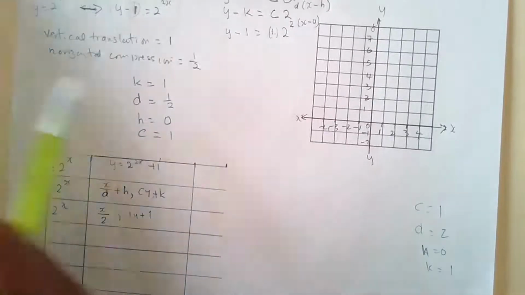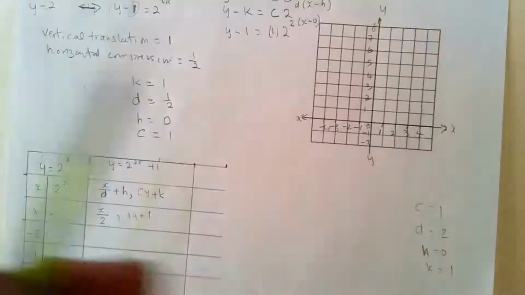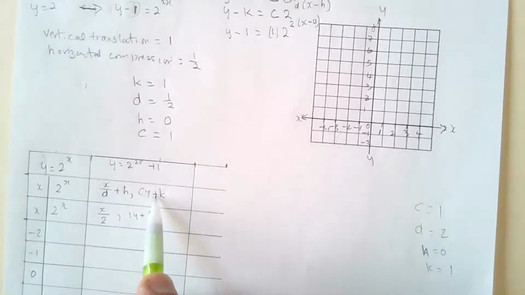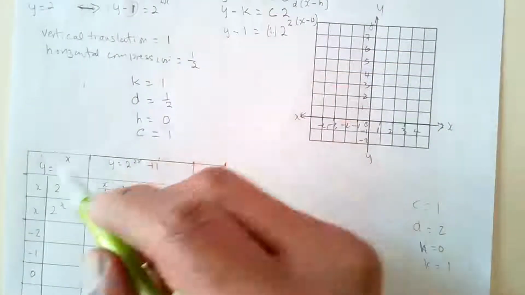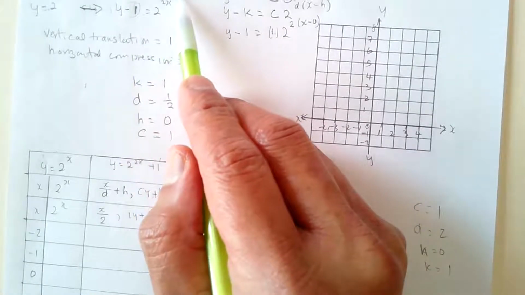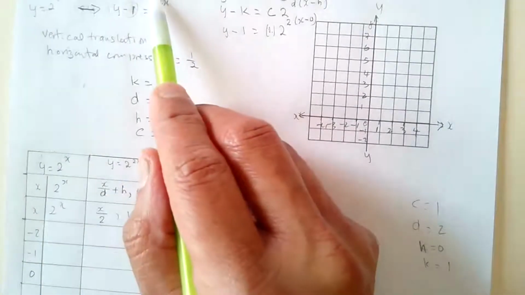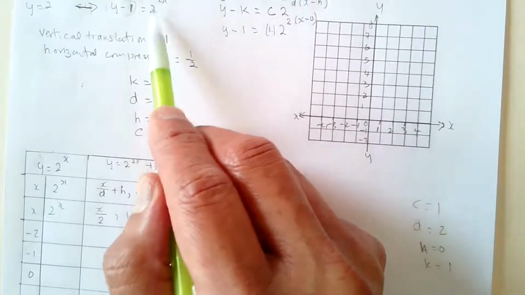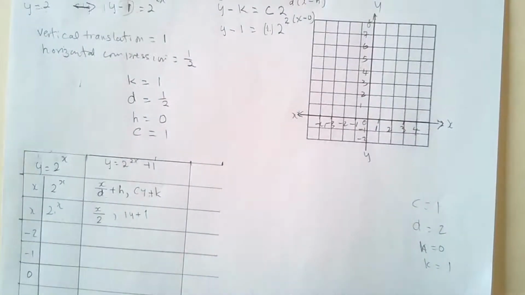And based on our general corresponding transformation, x over d plus h, I transfer that to my x over d plus h, cy plus k. And here are my values. 2 to the x, remember, I derive it from my original transformation. So I remove any kind of transformation here. The compression and the translation I remove. If I remove these, I'm left with y is equal to 2 to the x. And that's why I have 2 to the x. So this is my original graph.